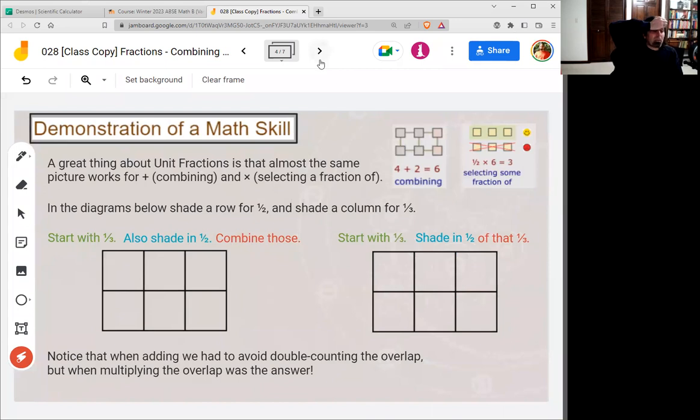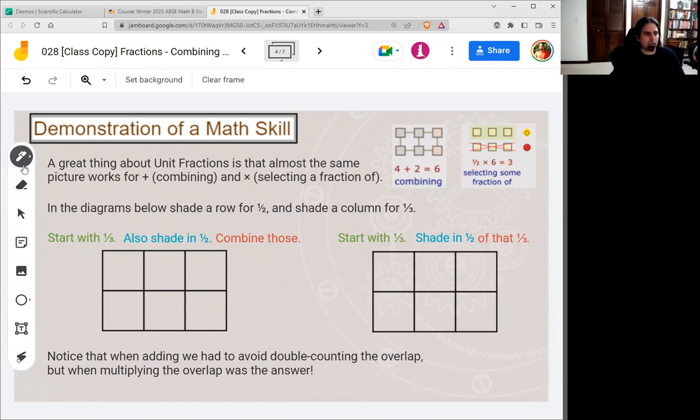A great thing about unit fractions is it's almost the same picture when we are adding. Remember, adding is combining things. I have 4 things and 2 things, and I link them all together, and there's 6. Or when we are multiplying, and remember, multiplying is selecting a fraction of. I have 6 things, and I want half of the 6, so that's 3 of them I get.